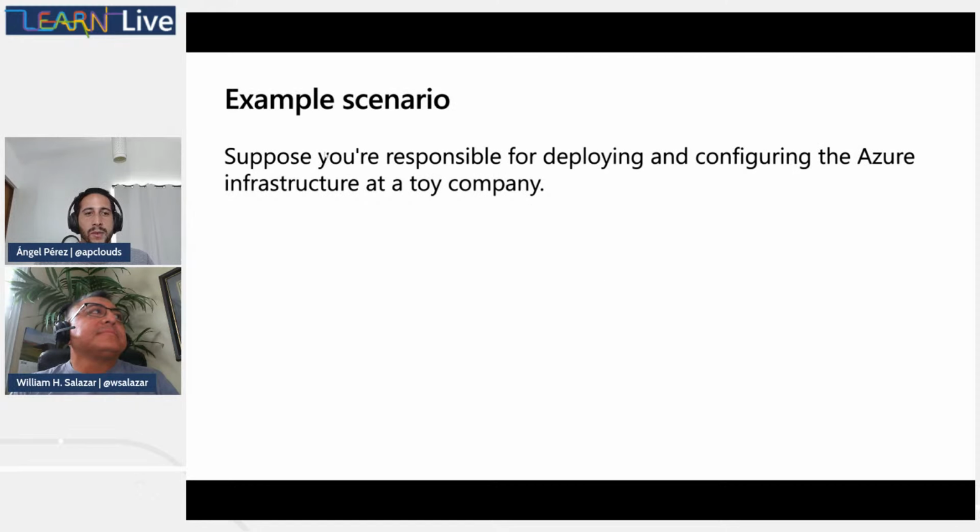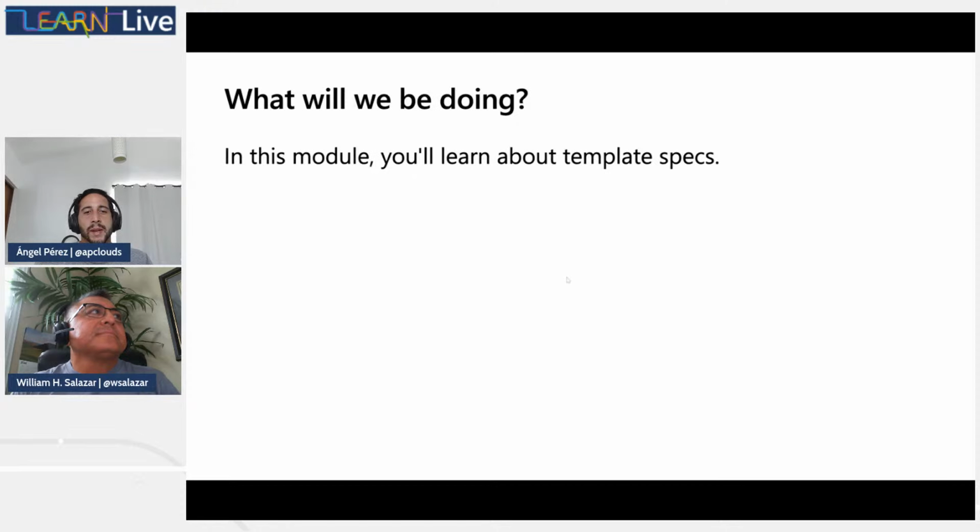So, all right, we got our example scenario out of the way: Will and Angel's e-commerce company. That's where we're at. And right now we're responsible for deploying all of the infra, and it's basically all we do. That takes up all of our time, so we can't focus on what's the next investments for our company. So right now, we're going to try and figure out how to tackle this sharing problem and how we're going to do that with template specs.